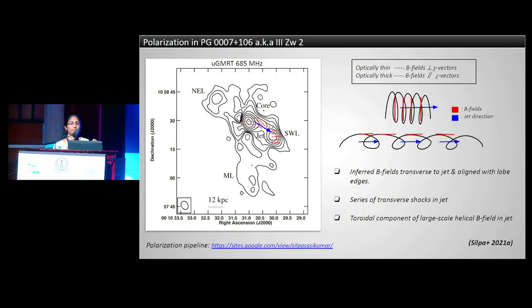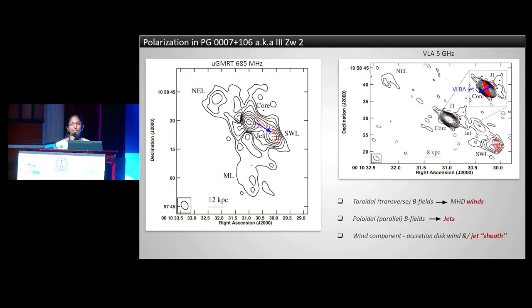So in the UGMRT image, the transverse magnetic fields may either suggest shock compression, or they could also represent the toroidal component of a helical magnetic field. Here we present the VLA 5 GHz image of the same source, and you see the misaligned lobe is missing here. In the core, the inferred magnetic fields turn out to be toroidal, which means they are toroidal at the base of the radio outflow, like you see in the small inset. So this is one possible explanation: we are picking up the toroidal component and the poloidal component of the helical magnetic field associated with the jet from the UGMRT and VLA images respectively.